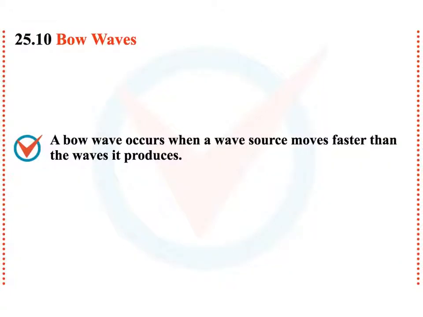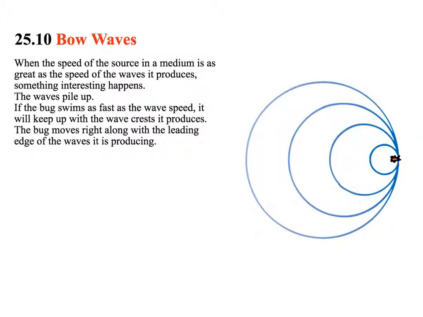All right, bow waves. Bow waves occur when a wave source moves faster than the wave it produces. When the speed of the source in a medium is as great as the speed of the wave it produces, something interesting happens. The waves pile up. If the bug swims as fast as the wave speed, it will keep up with the wave crests it produces. The bug moves right along with the leading edge of the wave it is producing.